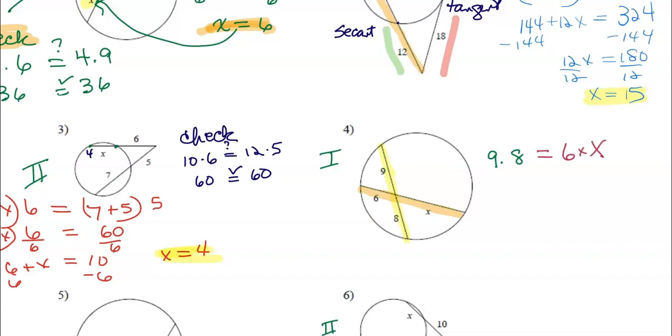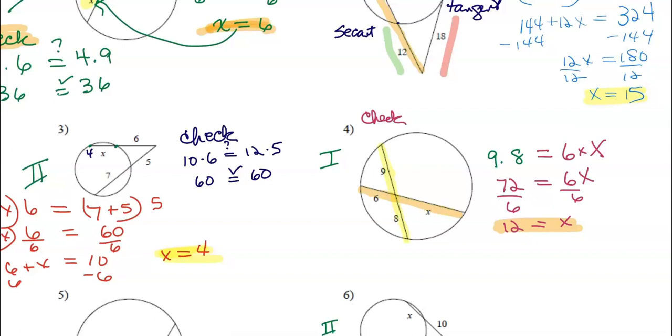So 9 times 8 is 72, and that equals 6x. Divide by 6, divide by 6, and I'm getting x equals 12 for my answer. So that's my answer. Now let's do the check. To check it, I think I'll write check over here.